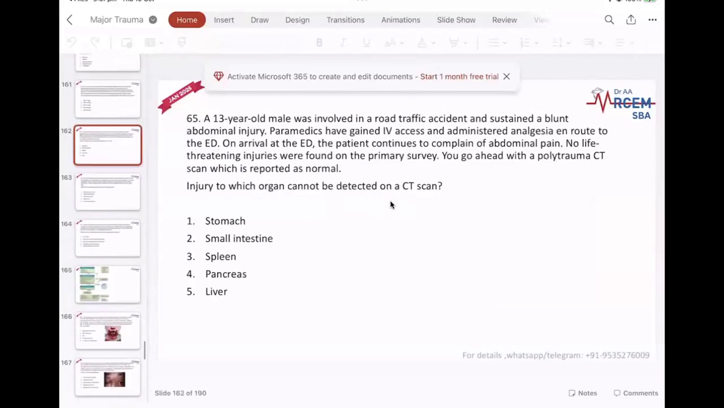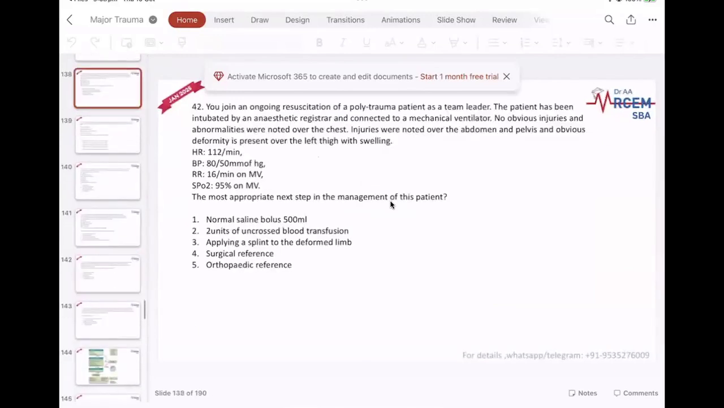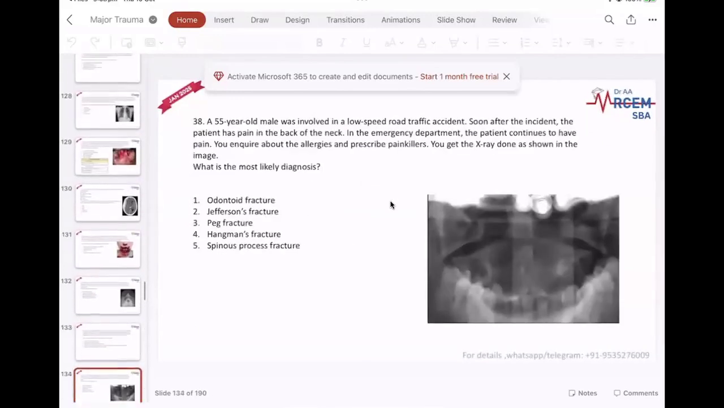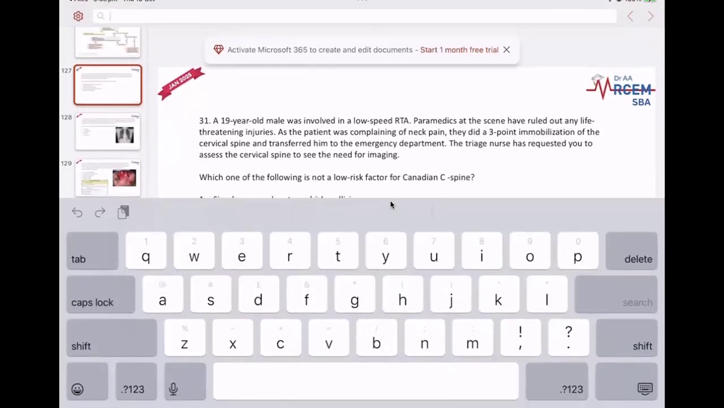Someone wanted question 31. What is the doubt in question number 31 that you're having? What is the doubt? If you can tell me, I can help you.